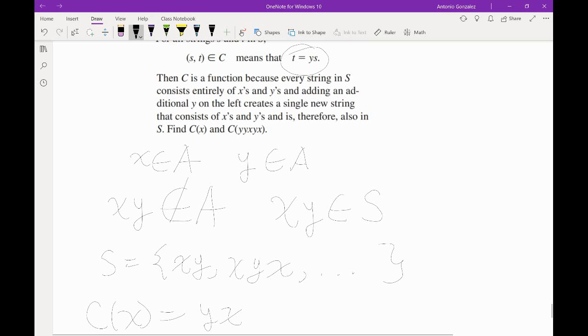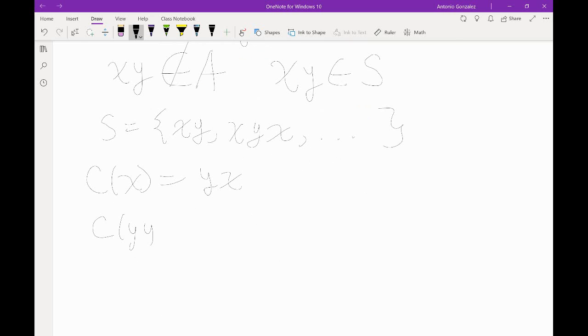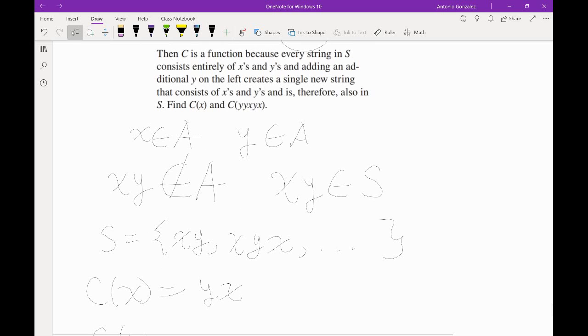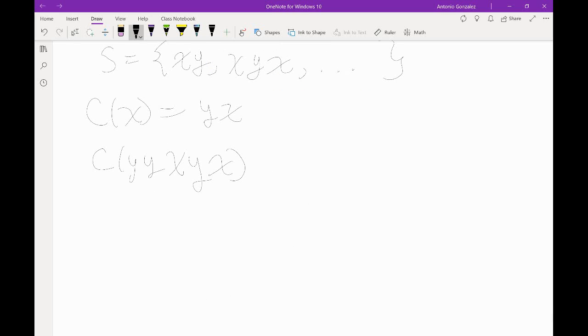And then C of YY, and C of XYX, that would be YYY, and YXYX. Okay, so that's how you approach that problem.